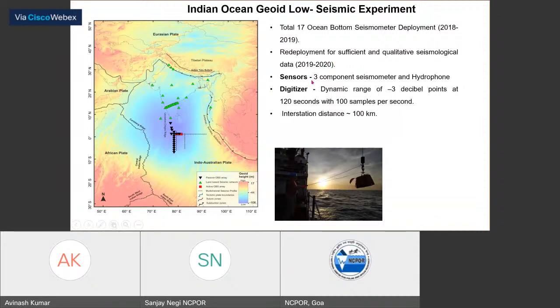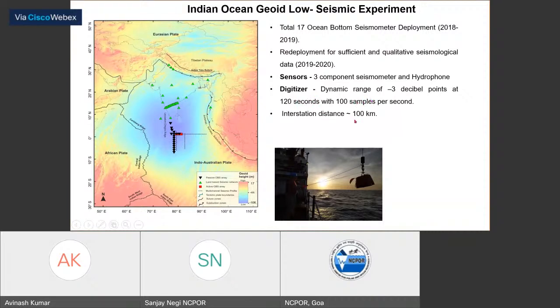The sensors basically contain 3 components: seismometers and a hydrophone. And the digitizer's dynamic range is basically from 120 seconds to 100 samples per second. So it has a broad frequency range and can be utilized for various studies in the ocean sciences.